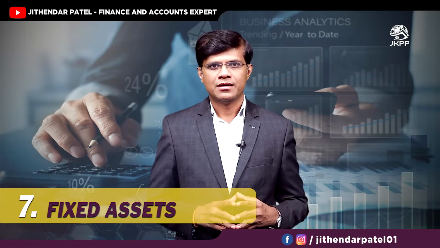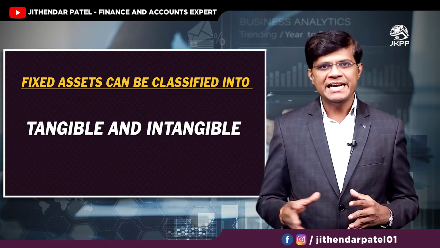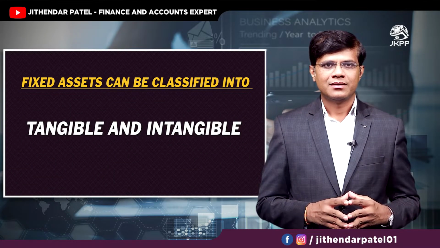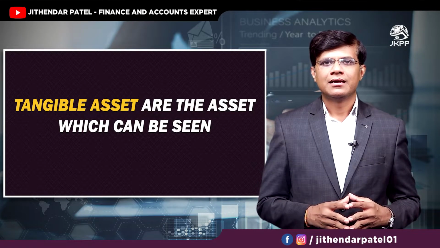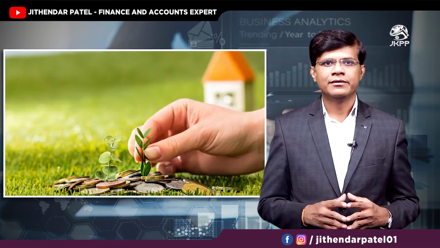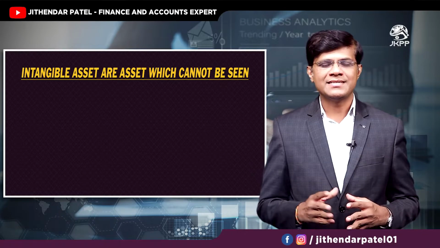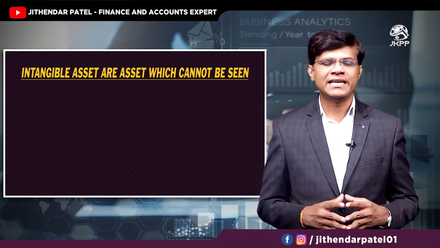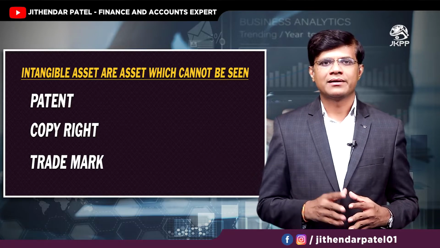Fixed assets. Fixed assets can be classified into tangible and intangible. Tangible assets are the assets which can be seen, like for example land, plant and machinery, furniture and fixtures, etc. Intangible assets are assets which cannot be seen, like patent, copyright, trademark, etc.